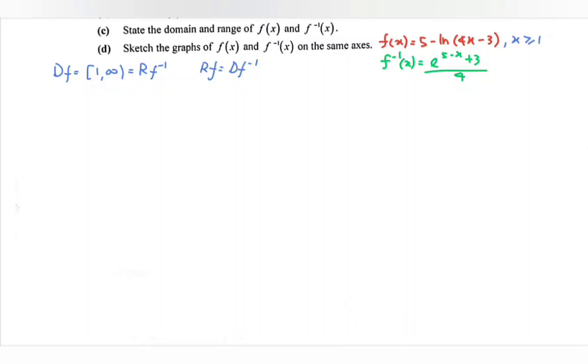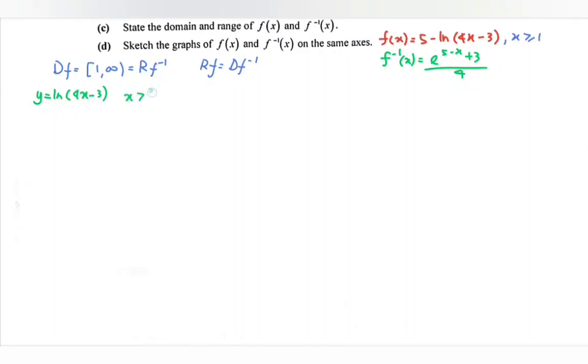So refer to the f. At first we have y equals ln(4x - 3). So here we have x greater than 3 over 4. So the asymptote will be x = 3/4. So if it refers to the graph, we will have something like this. So the graph will be something like this. Y must be like this.